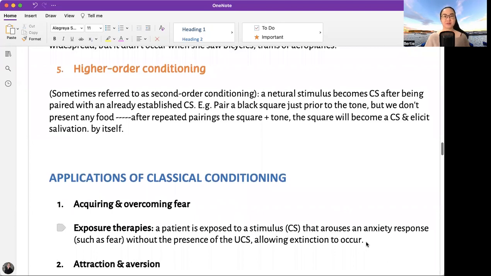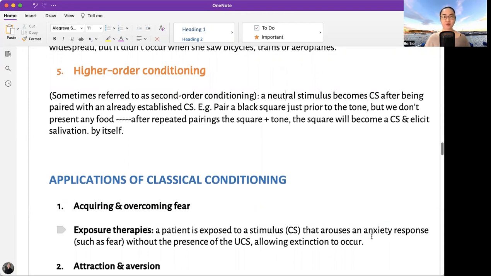Higher order conditioning, sometimes referred to as second order conditioning. A neutral stimulus becomes CS after being paired with an already established CS. For example, pair a black square just prior to the tone, but we don't present any food. After repeated pairings, the square and tone, the square will become CS and elicit salivation by itself.